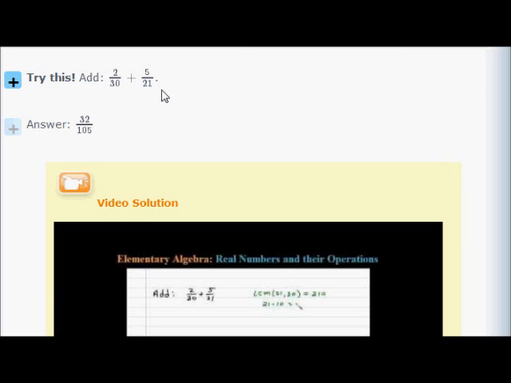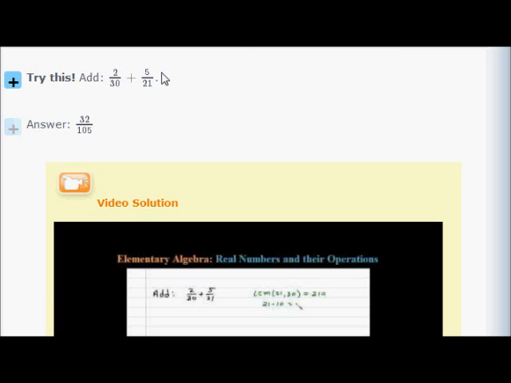64 over 210. Now, is that the reduced answer? Well, you can see that 64 is divisible by 2, 210 is divisible by 2 as well. So if you just divide the numerator by 2, you get 32. 64 divided by 2 is 32. And you divide the denominator by 2, which is 210 divided by 2, which is 105. And that's pretty much your answer.